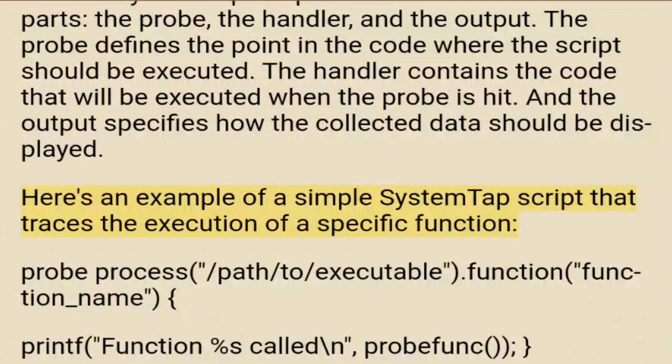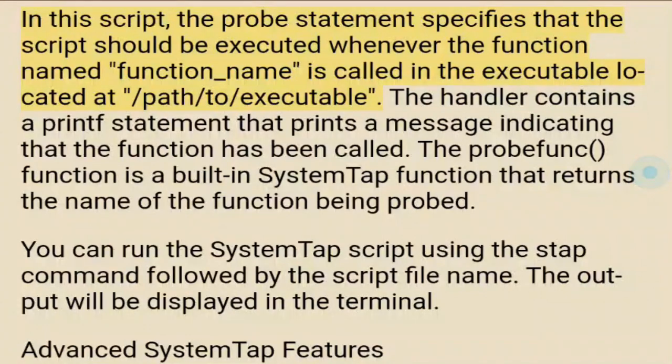Here's an example of a simple SystemTap script that traces the execution of a specific function. probe process("path/to/executable").function("function_name") { printf("function %s called\n", probefunc()) } In this script, the probe statement specifies that the script should be executed whenever the function named function_name is called in the executable located at path/to/executable.